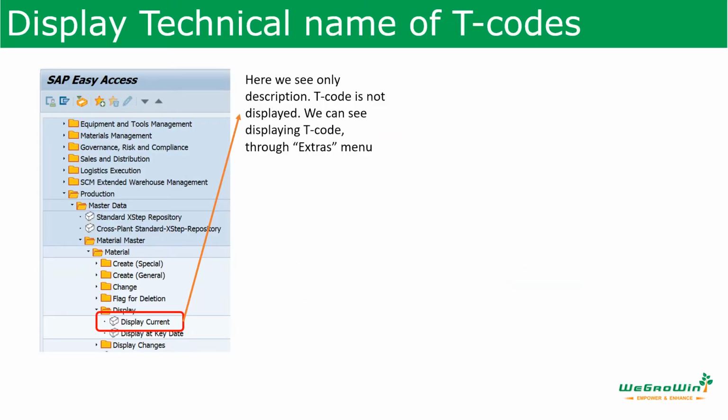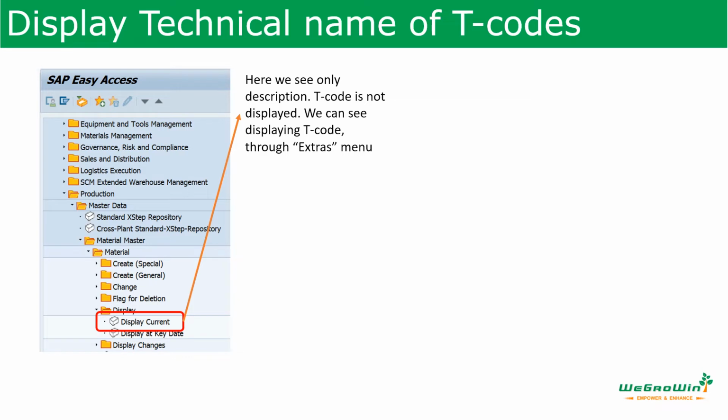Now let us see some basic settings to be done when you are going to SAP. When you open SAP, initially you see the transactions as descriptions, for example, display current details or display key date details. Like this, we can see only the description. We are not seeing the transaction code, that is, the T codes.